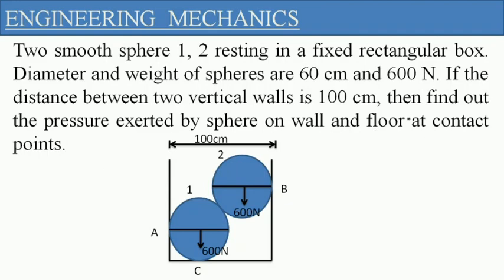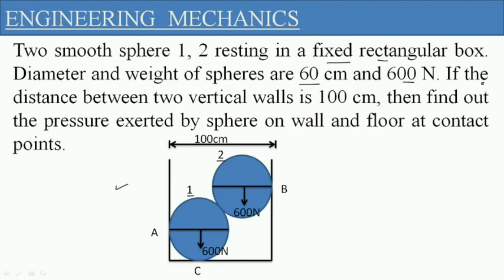So here we are considering two smooth spheres, sphere 1 and 2. So here is the diagram. This first sphere and this second sphere are resting in a fixed rectangular block. These straight lines are representing the rectangular box. Here the diameter and weight of the spheres is 60 centimeters. So for both the spheres, diameter is 60 centimeters and both are weighing 600 newtons. The weight of these spheres is the same, 600 newtons.